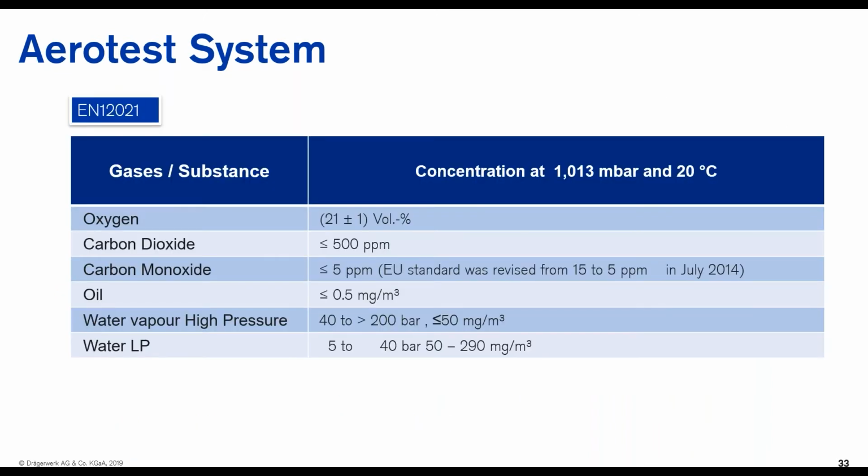We have EN 12021, we have CGA G7.1, we also have Australian standard 1715. So for example, let's look into the EN 12021. This is actually the European standard. This standard is to guarantee the health of the worker as well as the quality of the breathing air. So why do they measure these substances, these contaminations?